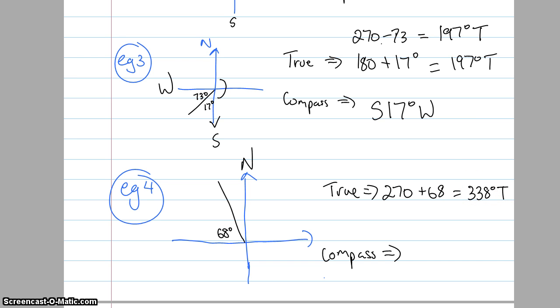Now to get my compass bearing, I go from north because it's up here. I don't go 68 degrees. I go this one in here, so I have to work out what that one is. It's 90 minus 68, which is 22. So this one in here is 22 degrees. So it's going to be north, but deviate 22 degrees in the westerly direction over there.